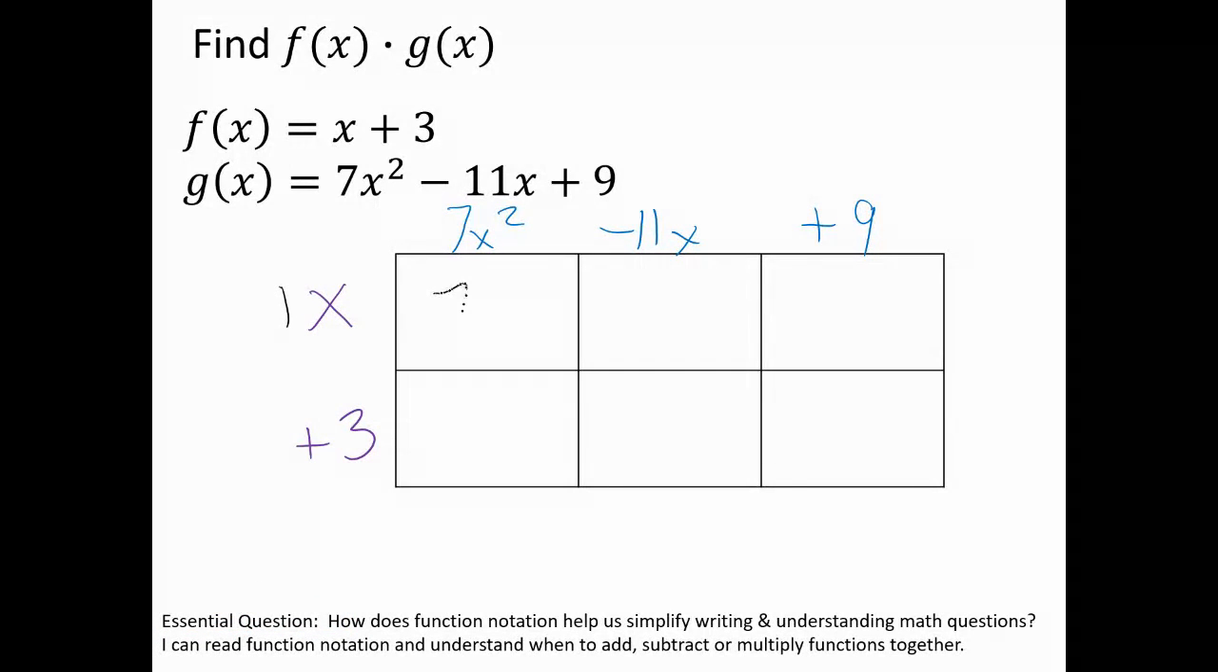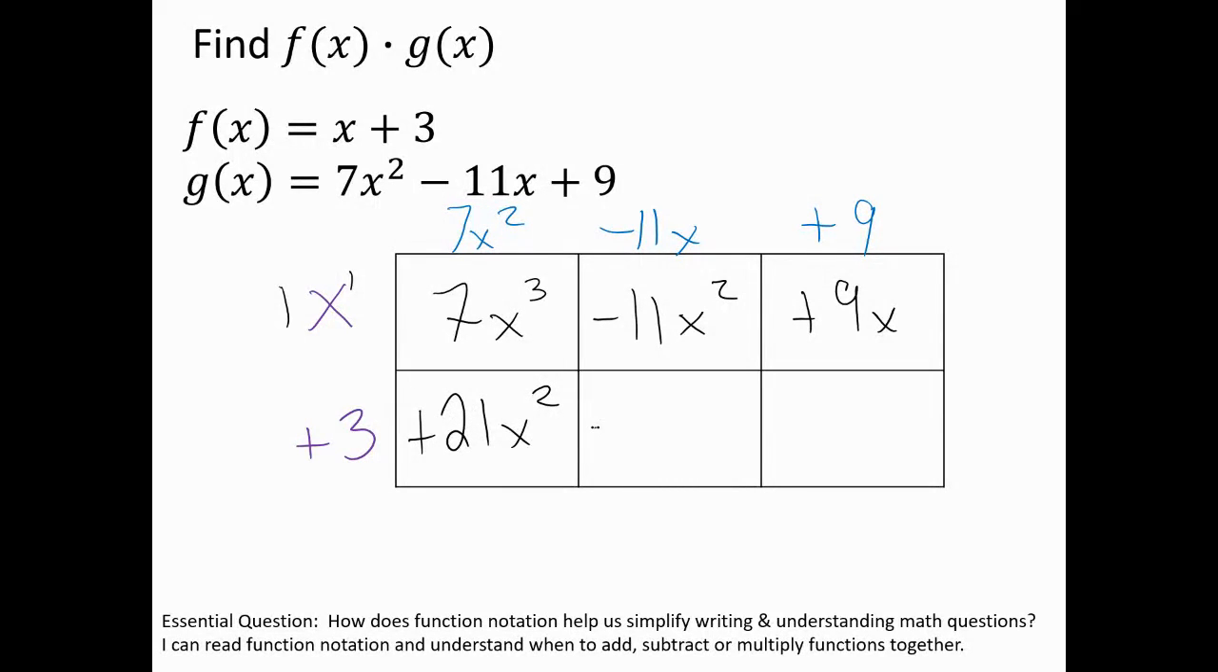So 1 times 7 is 7. We have 1x and 2 x's, so that's going to be x to the 3rd. We have 1 times negative 11. We have 1x and another x, so we have a total of 2 x's. And then 9x, because we only have 1x. This one doesn't have an x, we only have 1. And now we're going to go ahead and multiply this side to this one. Multiply it together to fill in the middle. So that's going to be 21x squared. 3 times negative 11 is negative 33x. 3 times 9 is positive 27.